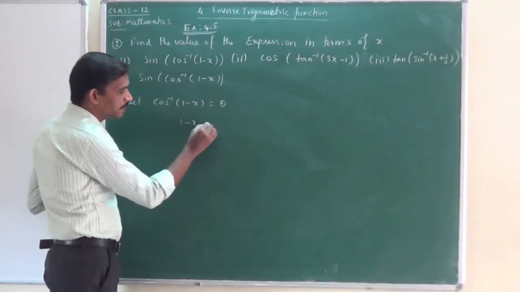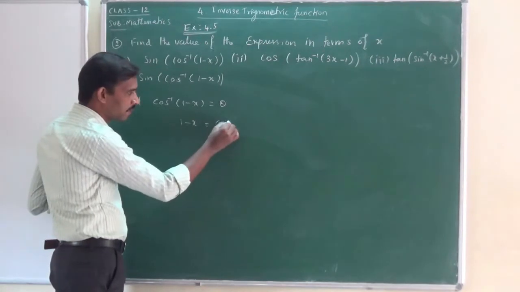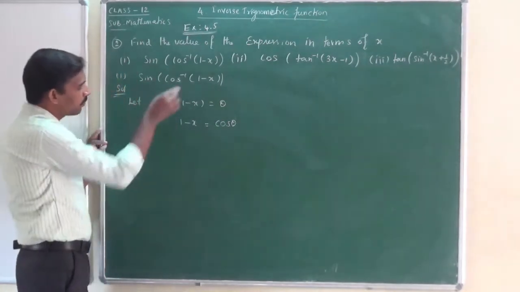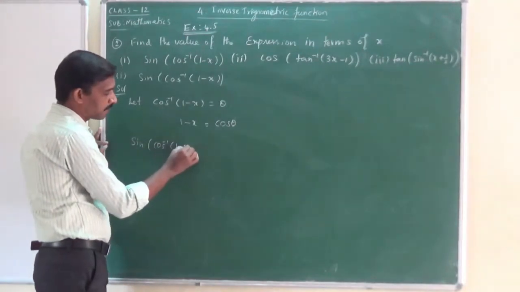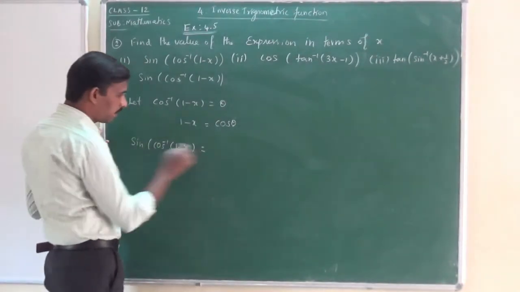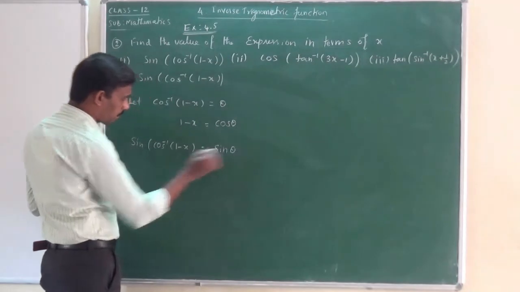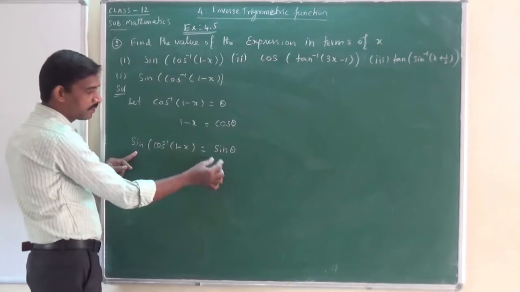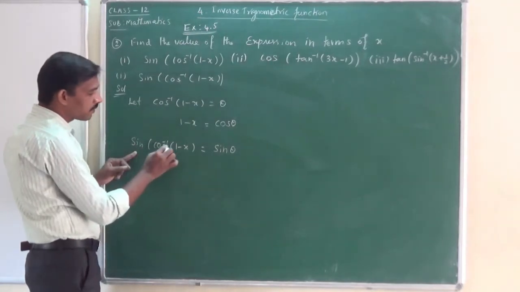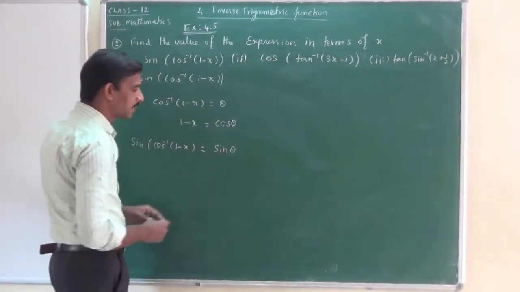Then what about 1 minus x? This cos inverse goes to that side, so 1 minus x is cos theta. So what is the question for us now? Sine of cos inverse of 1 minus x will be sine theta, because cos inverse of 1 minus x is nothing but theta. So sine of cos inverse of 1 minus x is nothing but sine theta.